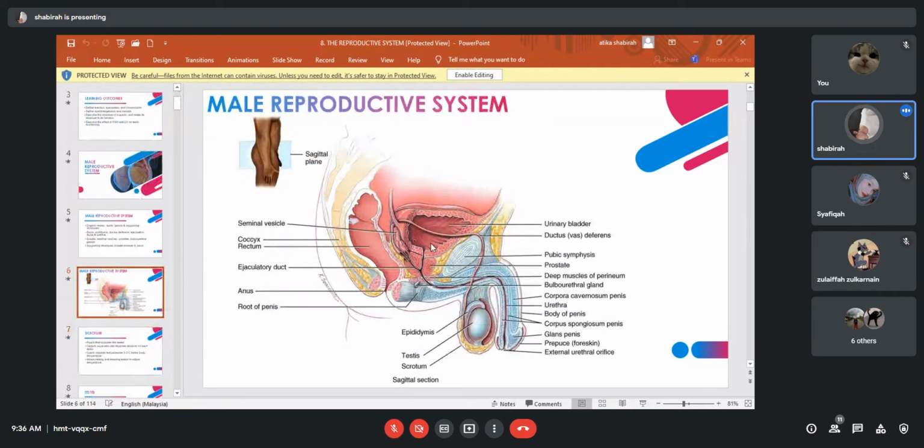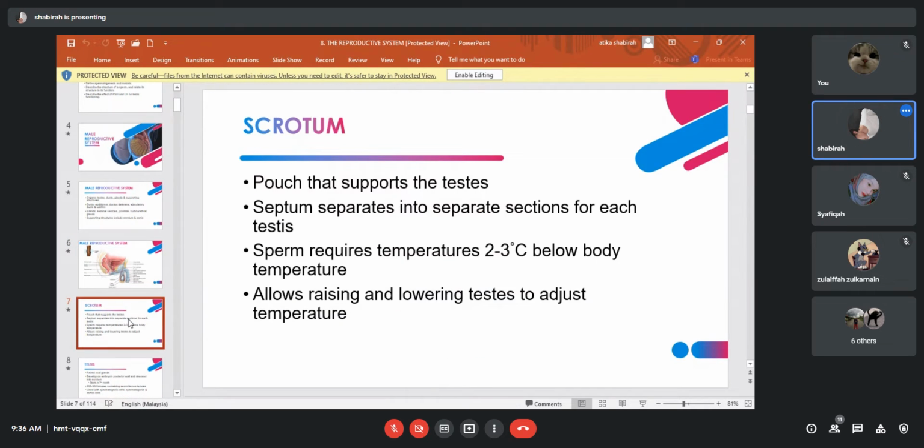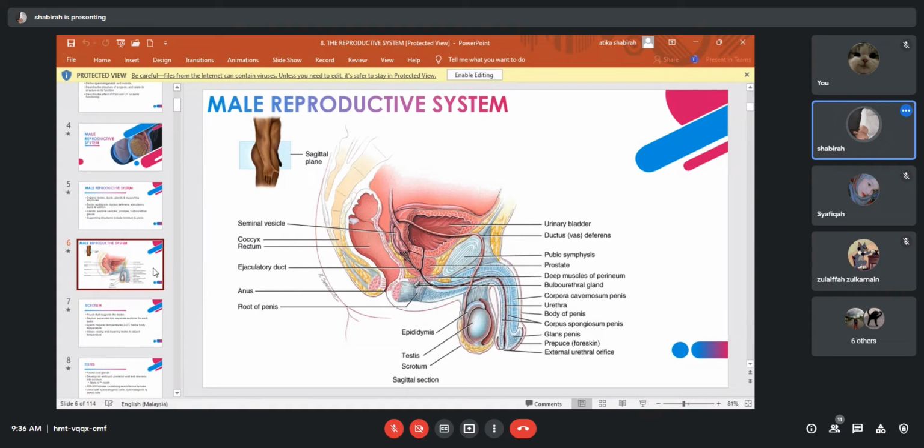Ni bahagian ni lah, so benda ni kena ingat lah kot. Dia ada bahagian-bahagian ni lah. So ni lah scrotum, ni testis, yang ni seminal vesicle, yang ni urinary bladder. So benda ni basically kena ingat lah. So first kita ada scrotum. Scrotum ni dia macam set or pouch that hold the testes. Boleh jumpa outside of the body. Dia dekat sini.